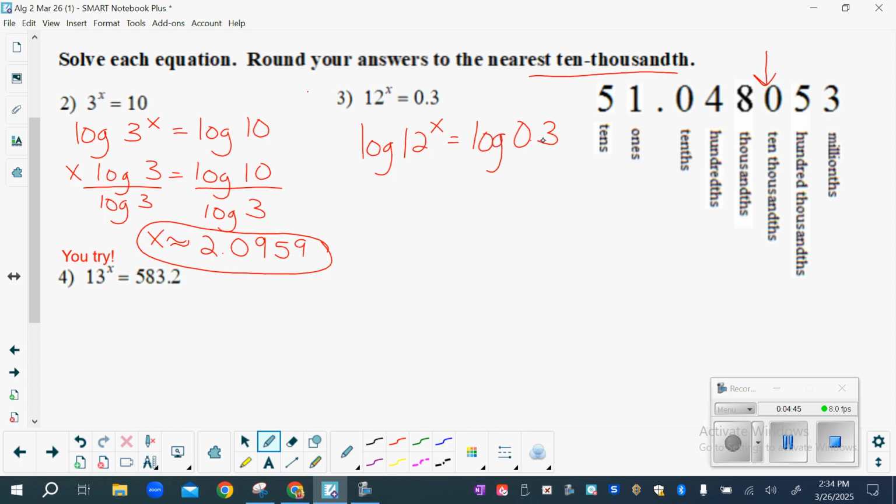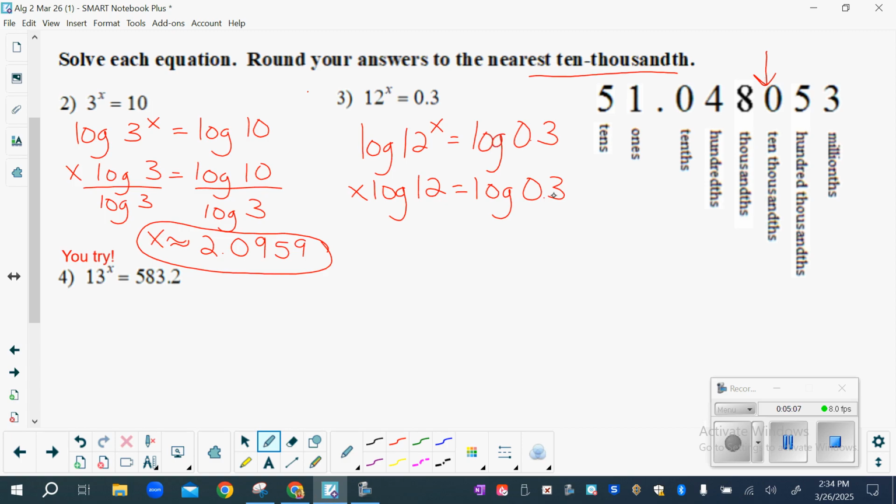And I did that so that I could do what? Why do I take the log of both sides? To move the exponent so I can solve for it. Because when it's in the exponent, I can't solve for that exponent. So now, since I made a log, I can move that x to the front. X times log 12 equals the log of 0.3.